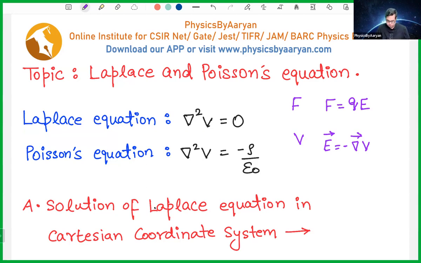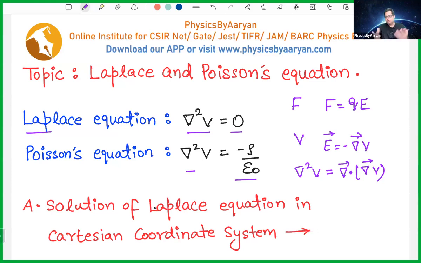So we will solve the two equations. What is Laplace equation? Laplace equation is basically del square V equals 0. So del square is the Laplacian. In our vector classes, we have done del square means the divergence of the gradient. So first you find the gradient of V and then you take the divergence of it. You will get the Laplacian. So del square V equals 0. On the other hand, we have Poisson equation which says del square V equals minus rho by epsilon. Both of them are the same equations, but we have to understand very carefully.